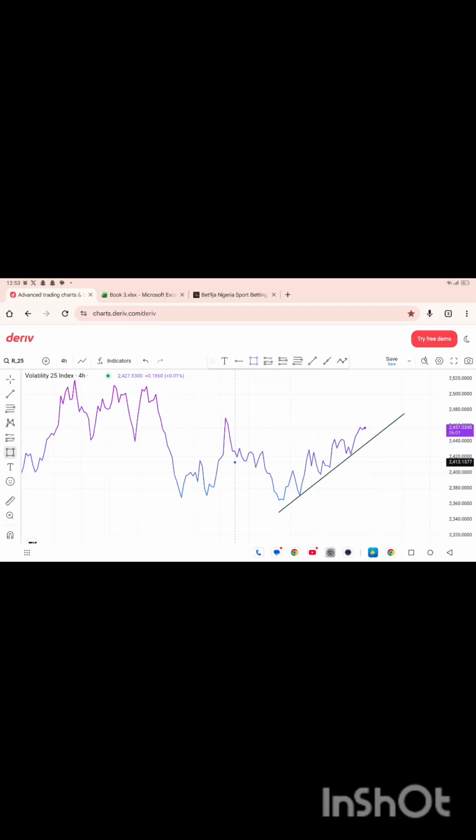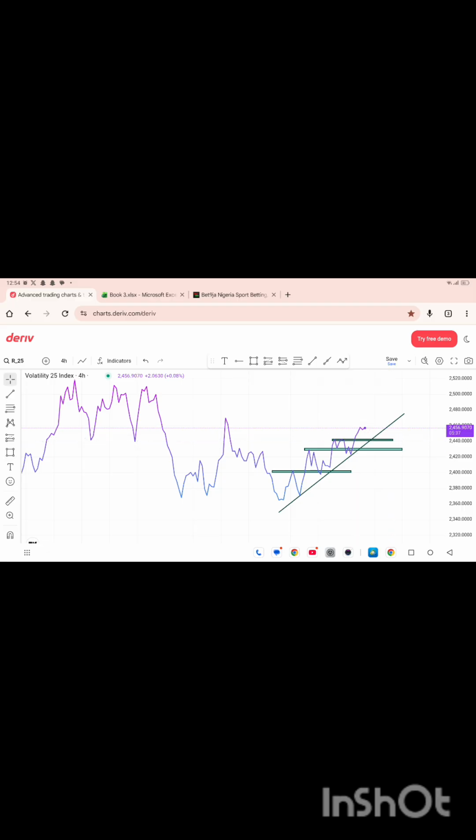and then when you are done, bring out your rectangle tool and mark it out, just like you're marking your break of structures. This is how you mark it out. You mark it out just like this.